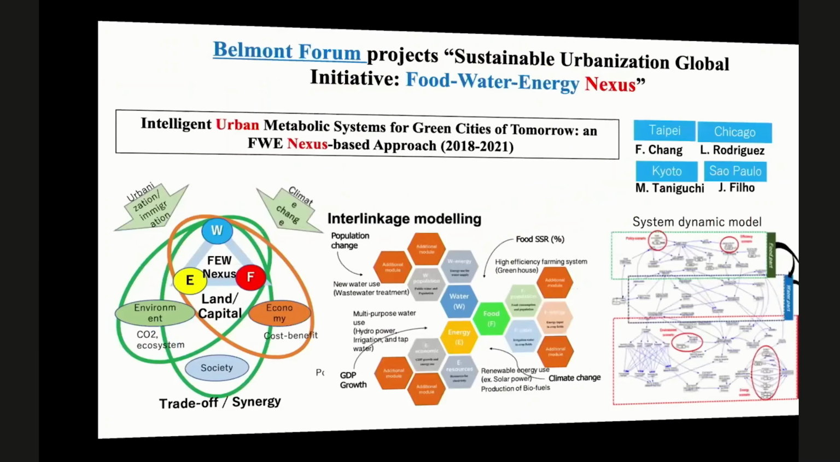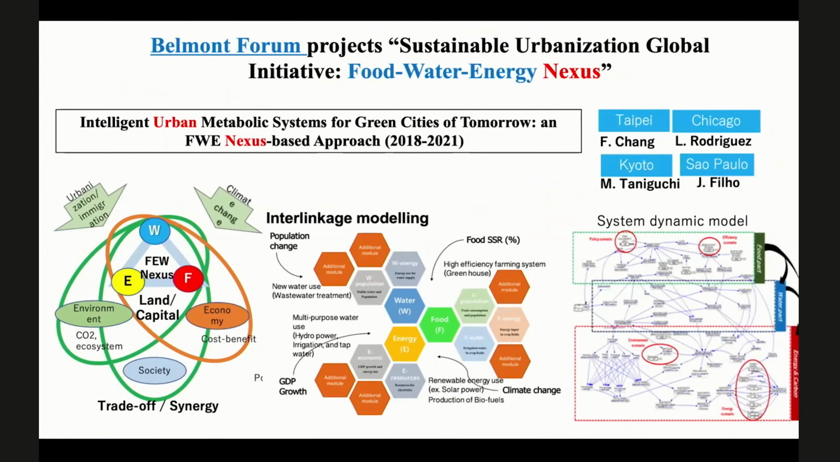Then we conducted the groundwater-food-energy nexus project under the Belmont Forum framework, and the title of our project is Intelligent Urban Metabolic System for Green Cities of Tomorrow. We invited not only Japan, but also Taiwan, the US, and Brazil to compare the urban water-energy-food nexus.